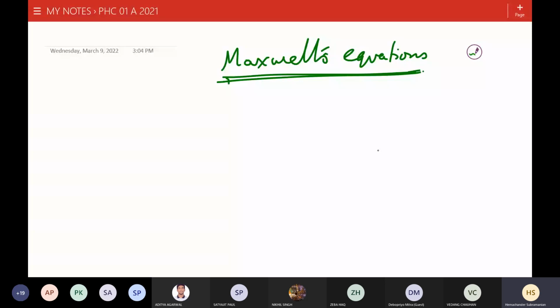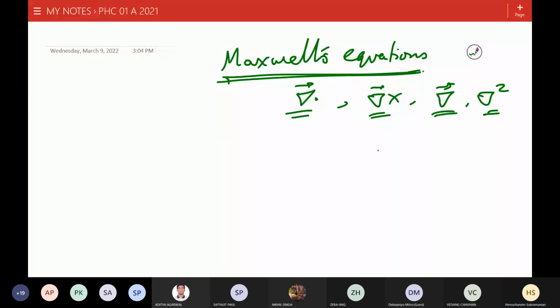Have you guys come across div, curl, grad, and Laplacian, these symbols in mathematics? Yes, we were introduced to them. Okay, so we are going to need that. Of course, I will explain a little bit about what each equation means, but you need to be comfortable dealing with these vector operators. So let's begin.